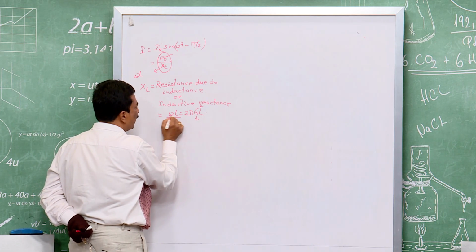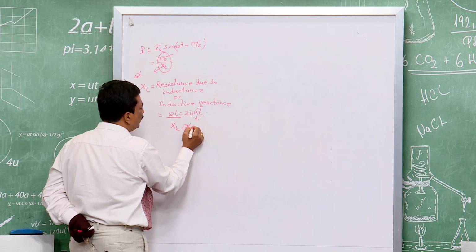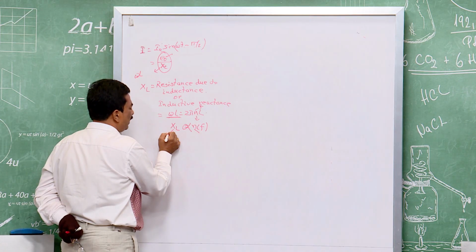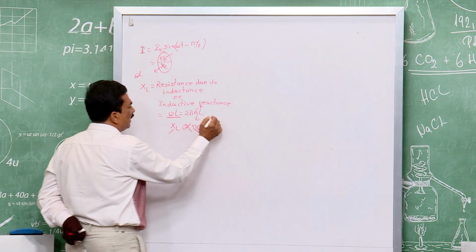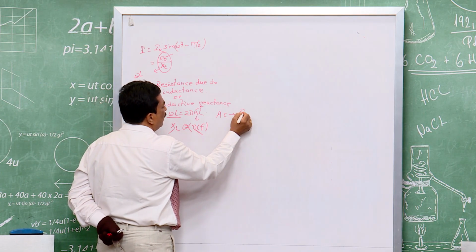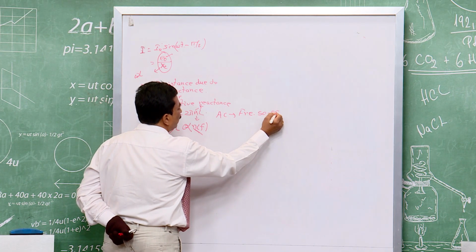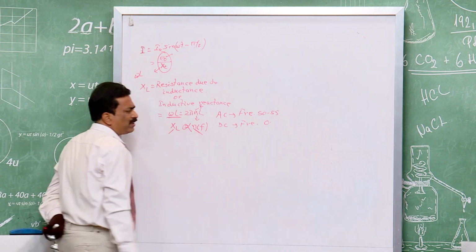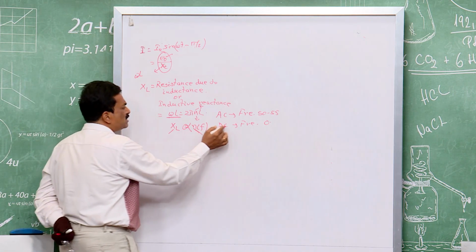Therefore, this XL is directly related to n, or directly related to f. That means if the frequency increases, XL will increase. If the frequency decreases, XL will decrease. So for AC in our country, the frequency is generally taken as 50 to 55. But for DC, the frequency is equal to 0, because DC is unidirectional. There is no frequency for that one. Therefore, for DC the frequency is 0.